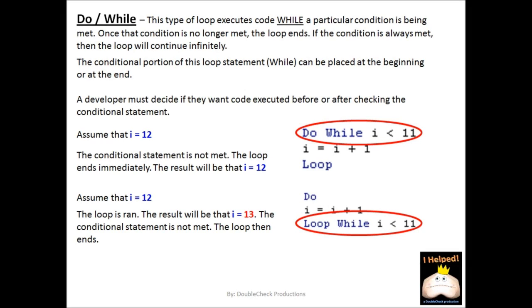Okay, so the do while loop. This loop executes code while a particular condition is being met. Once that condition is no longer met, the loop ends. So if the condition is always being met and it never changes, then that loop will continue infinitely.